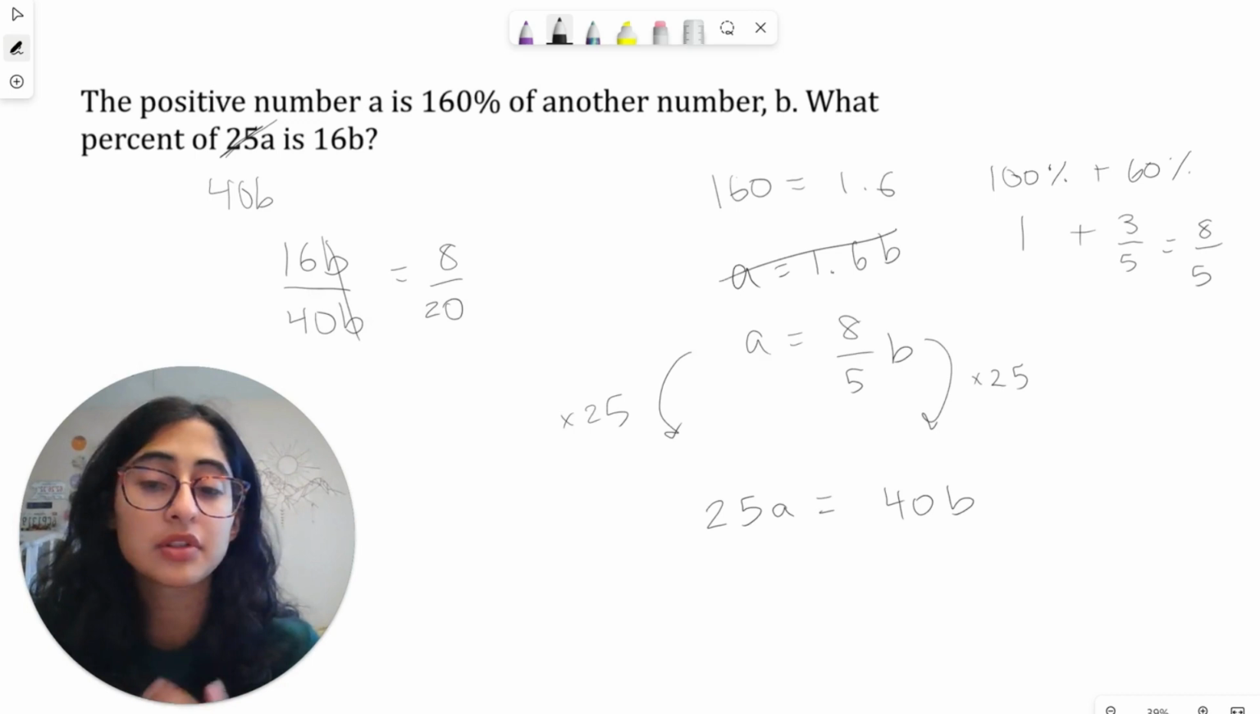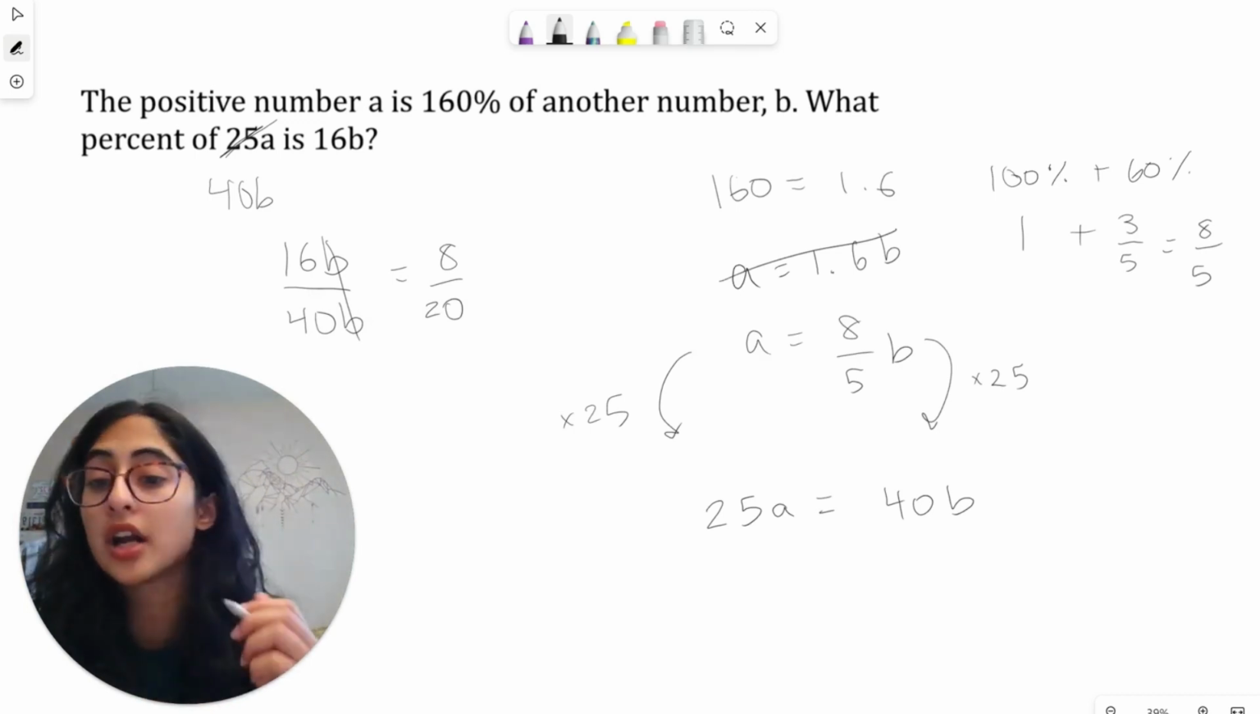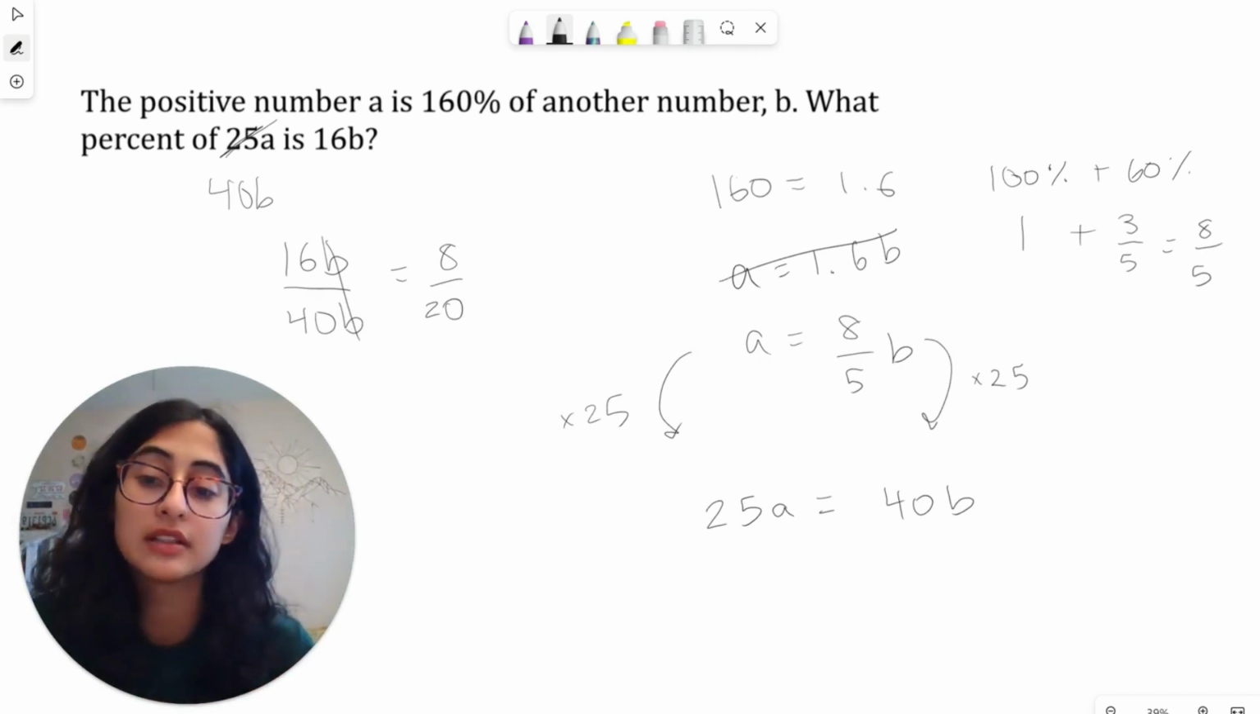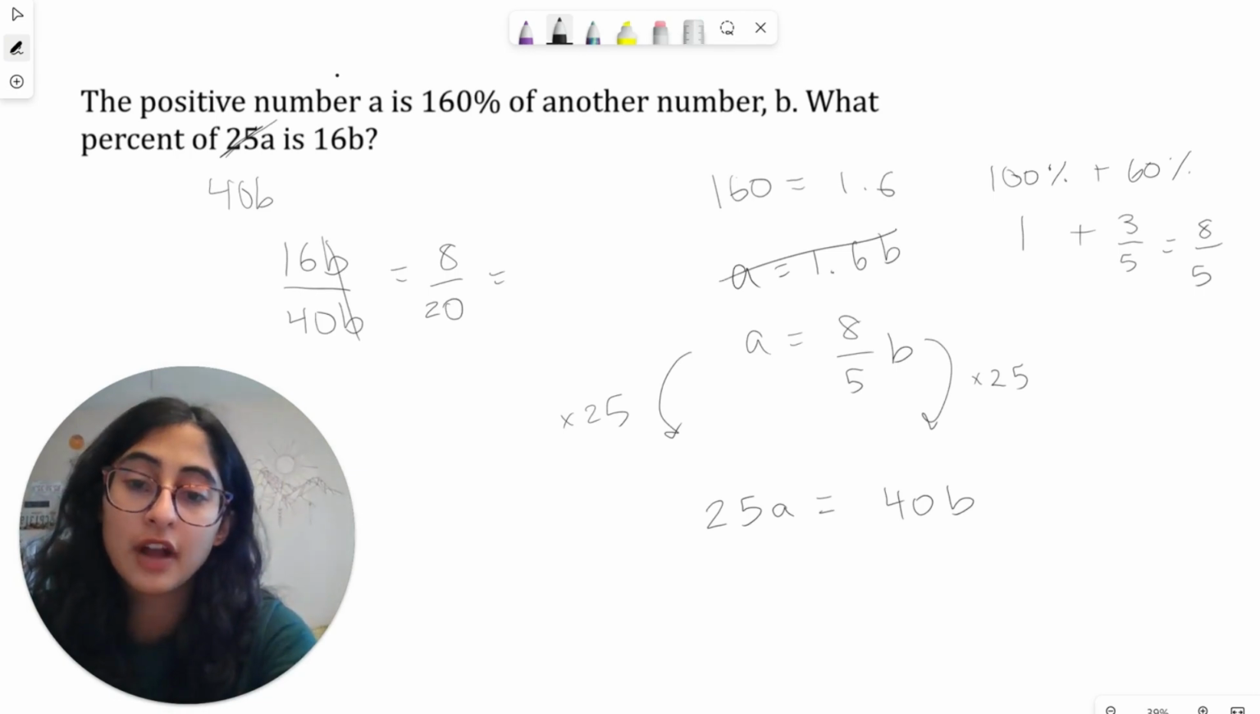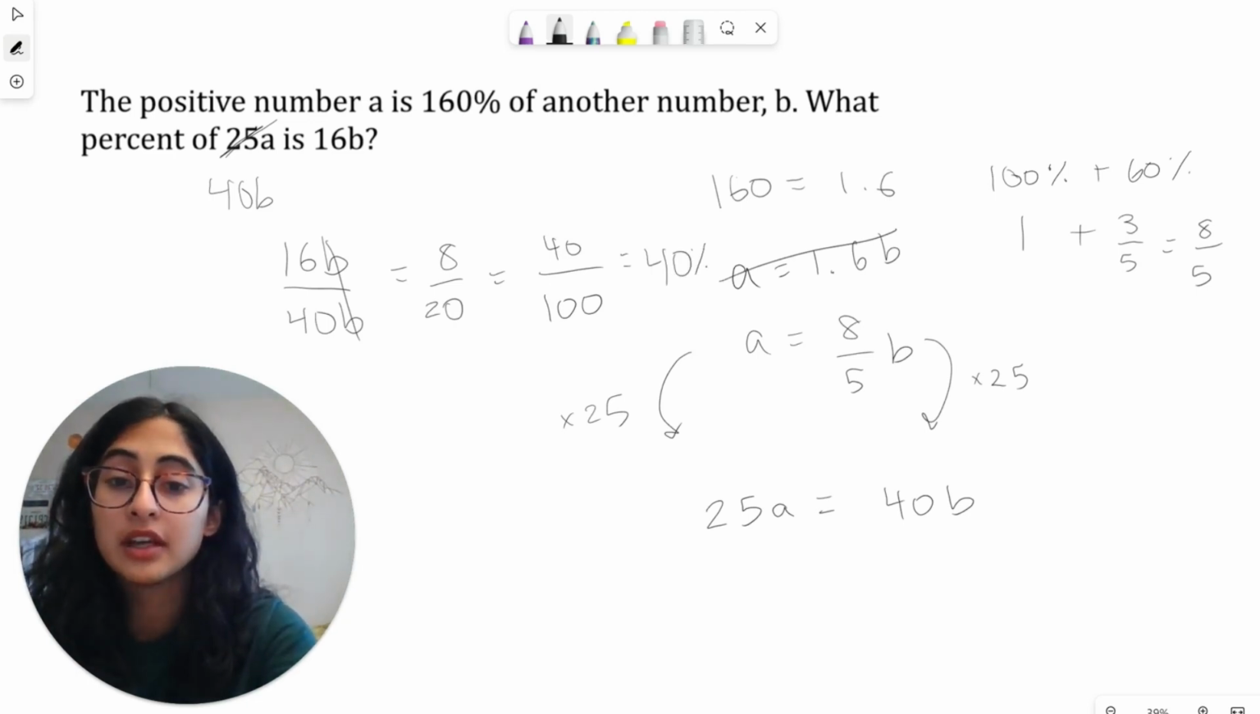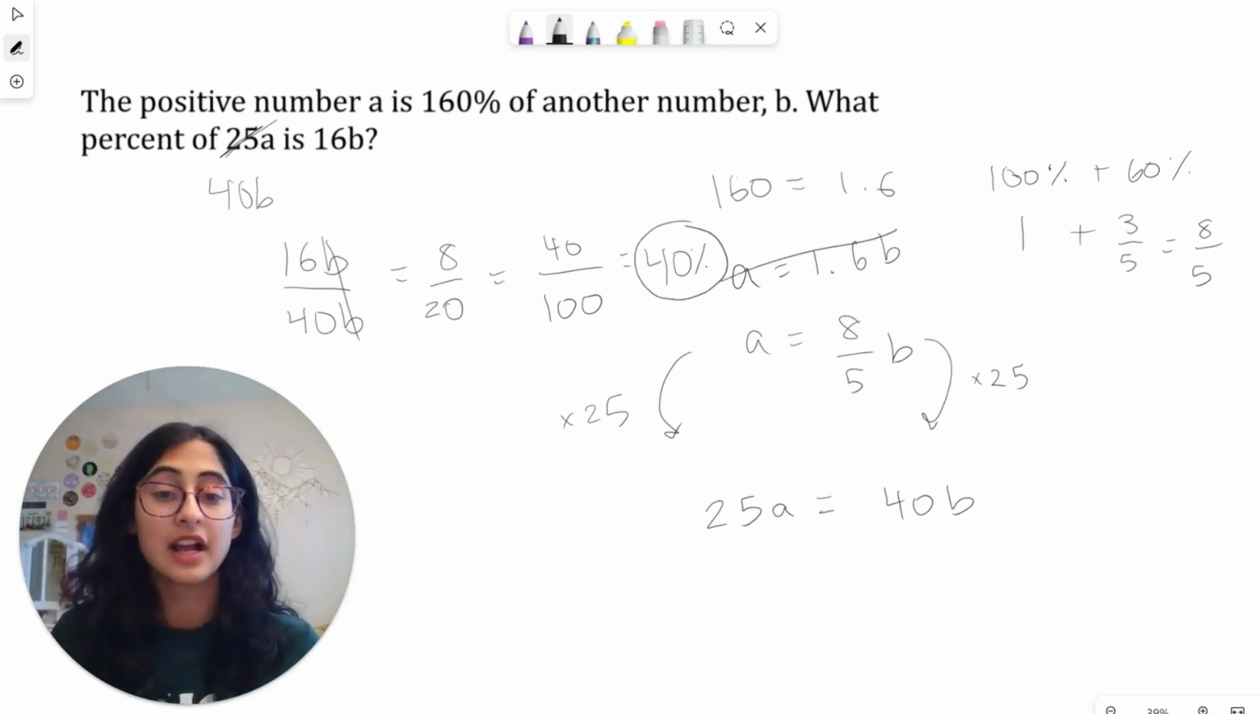And we want this as a percentage, right? So we want the bottom number to be 100, so we can easily convert it to a percentage. If I multiply both the numerator and denominator by 5, we get 100 on the bottom and 40 on the top. So this fraction is equal to the percentage 40%. Which tells us that 16b is 40% of 40b, or in other words, 16b is 40% of 25a.